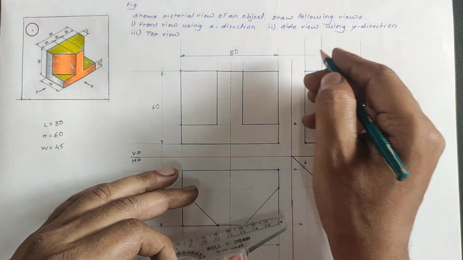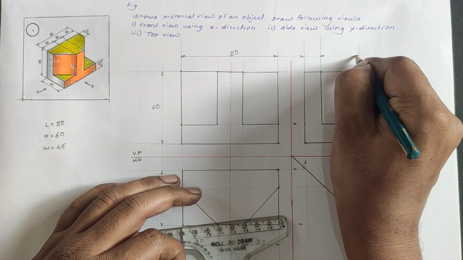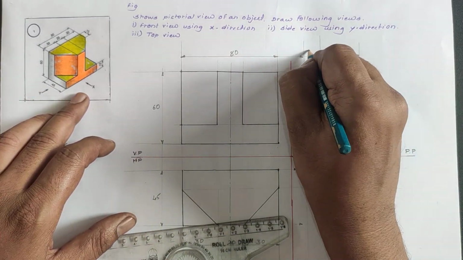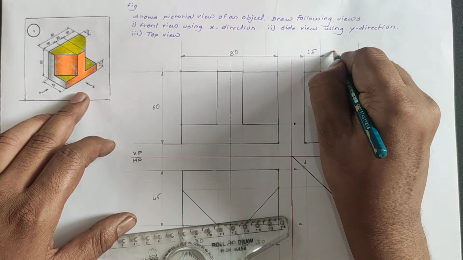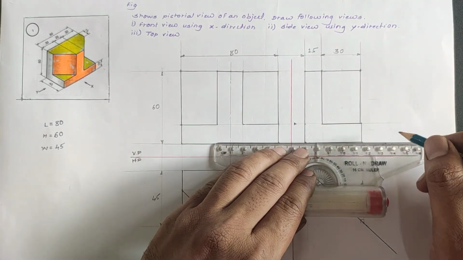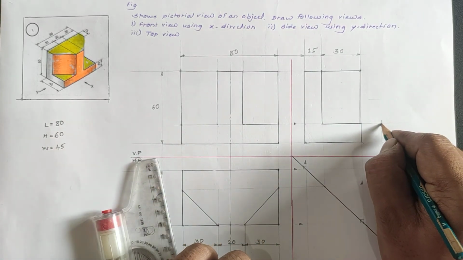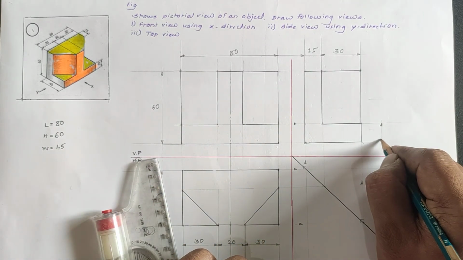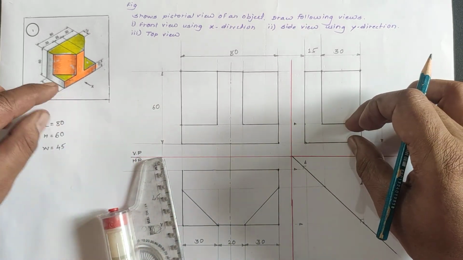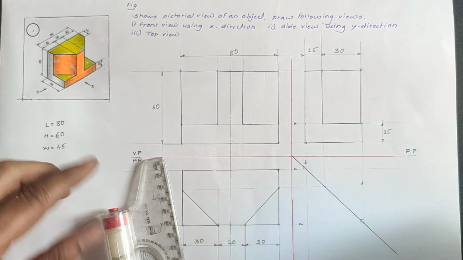So also give the dimensions. Again, do not mention the same dimensions. Already we have mentioned the height of the object. So the base plate thickness is 15 mm.